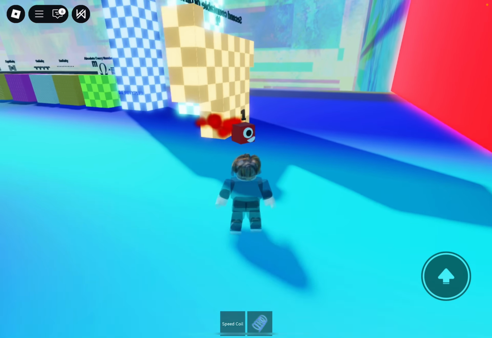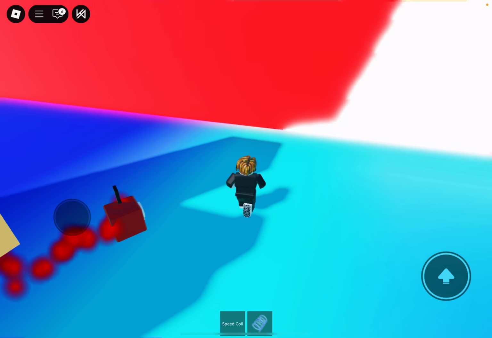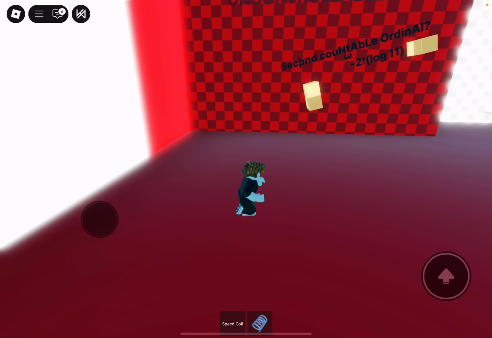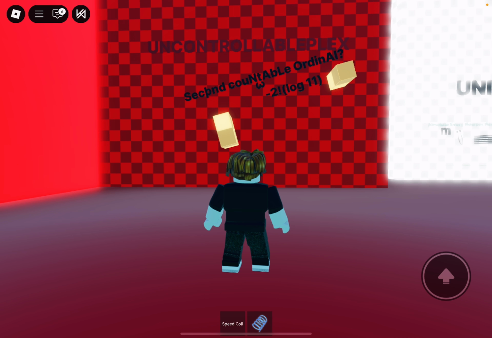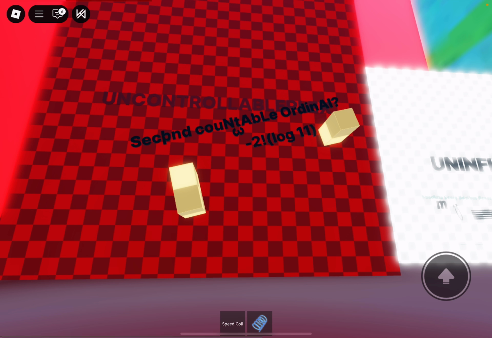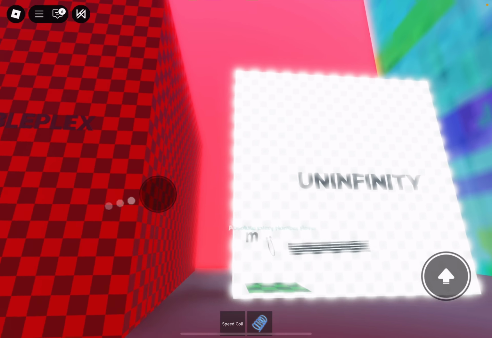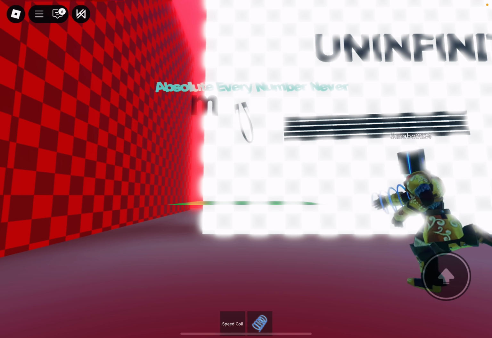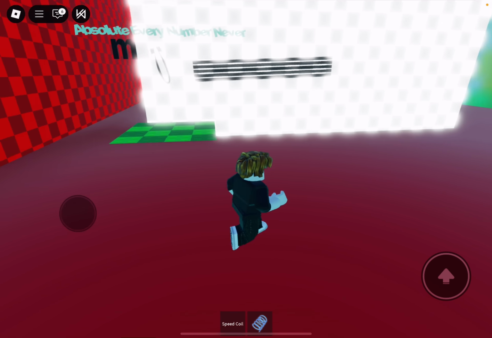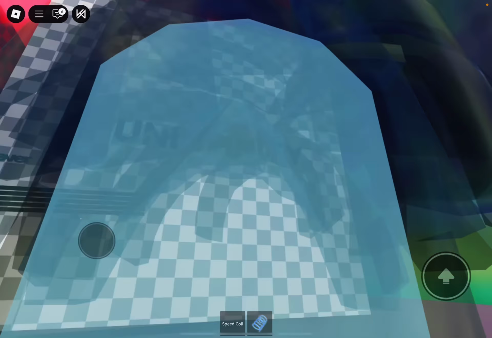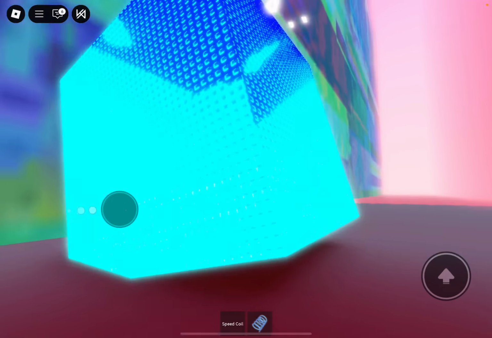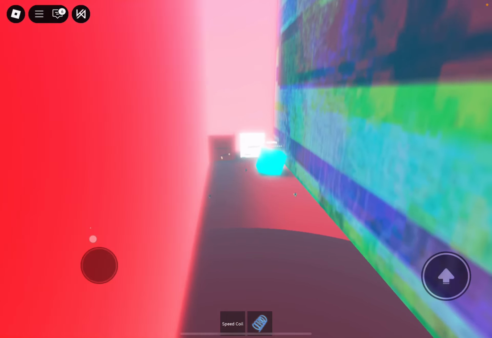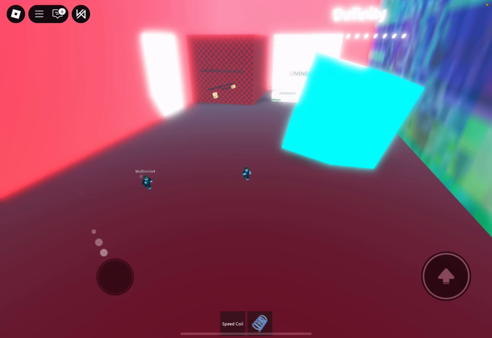Okay, here's one more. Okay, here are the last few numbers. Uncountable. Uncountableplex. Second countable ordinal. Absolute every number never. Unionfinity. And finally, the last number on the list is Dofinity.